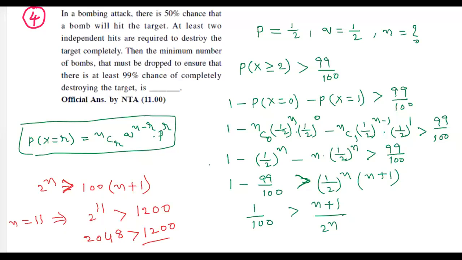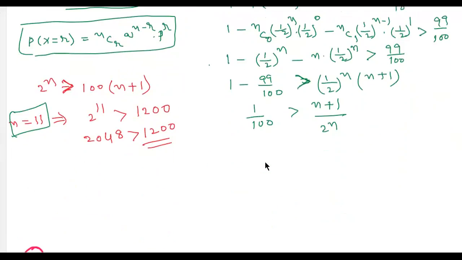So this condition exists or not? So whatever value I take, it is correct. N is equal to 11. So the final answer is n value 11. So the official NTA answer is also 11. So this is also an easy question, but the calculation part, do carefully.